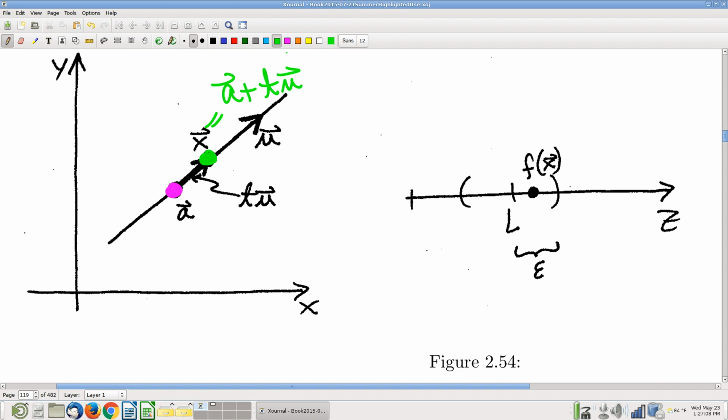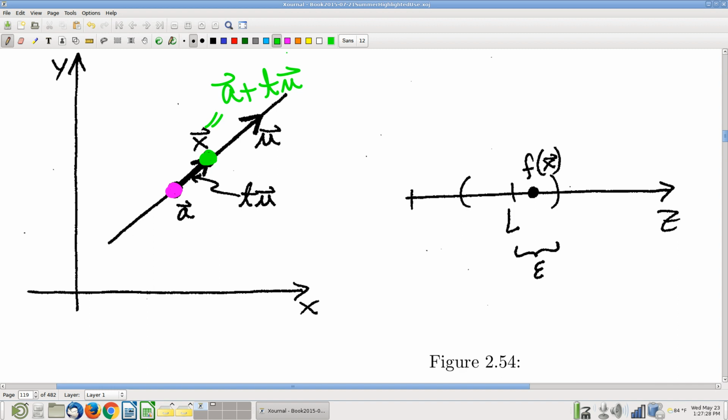Right? Why can't we just do this? Why can't we just say, look, let's write x, wherever it is, as a plus tu, and let t approach 0. Why can't I just look at that limit? Well, the answer is, I need to consider all different directions from which I might approach.